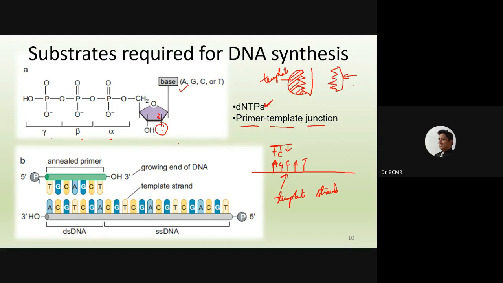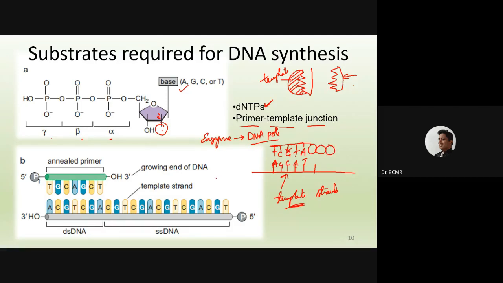There is one more thing: all DNA synthesis in a biological system is catalyzed by an enzyme, and that enzyme is called DNA polymerase. In short, you write DNA pol. So DNA polymerase is an enzyme that adds bases using the template. If it finds A here, it will add a thymine here. If it has T here, it will add an adenine here. It reads the template and polymerizes the bases sequentially, one base at a time.